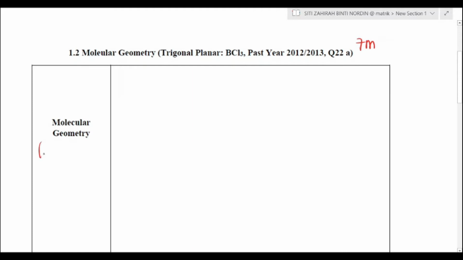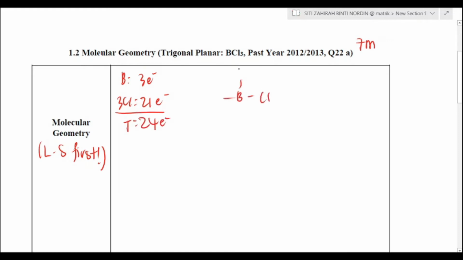First thing first, you have to draw your Lewis structure. B has 3 valence electrons, and 3 Cl would be 21 electrons, so the total would be 24. For BCl3, 24 minus 6 would be 18, and then minus 18 again. So there are no lone pairs on your central atom, boron. So this is your Lewis structure.